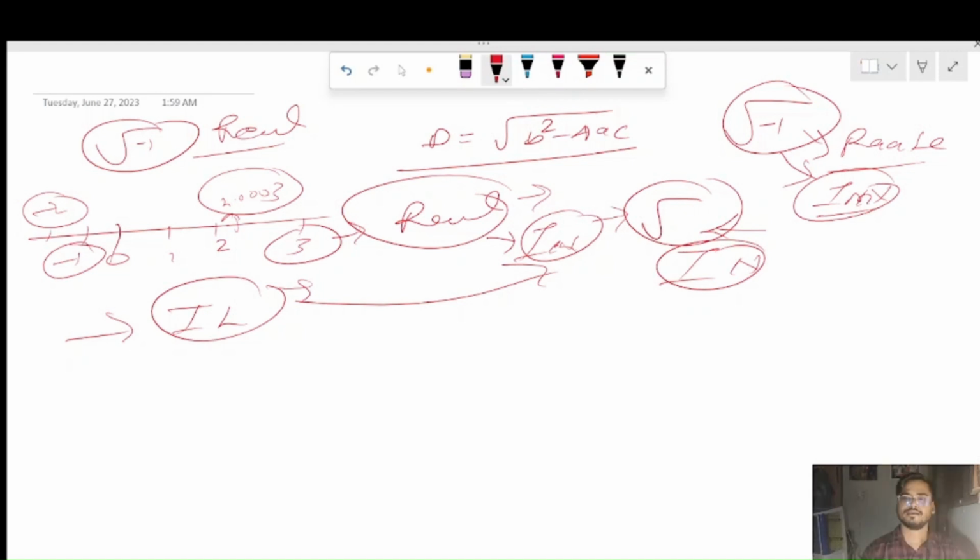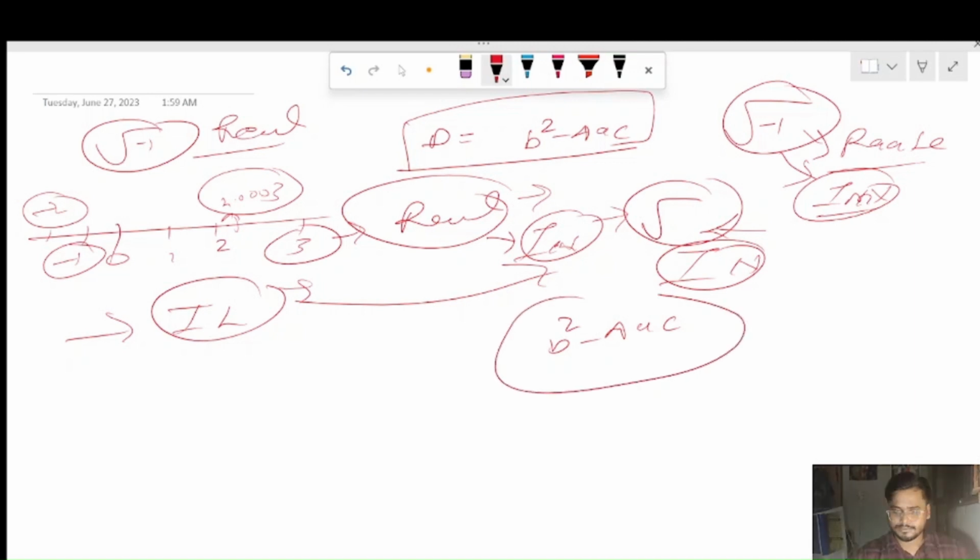That's clear. Now the discriminant value, b square minus 4ac. What is the value of the discriminant? It's b square minus 4ac. When this value is less than 0, it is negative, then the under root will become what? Under root of a negative number, and then the roots will become imaginary.